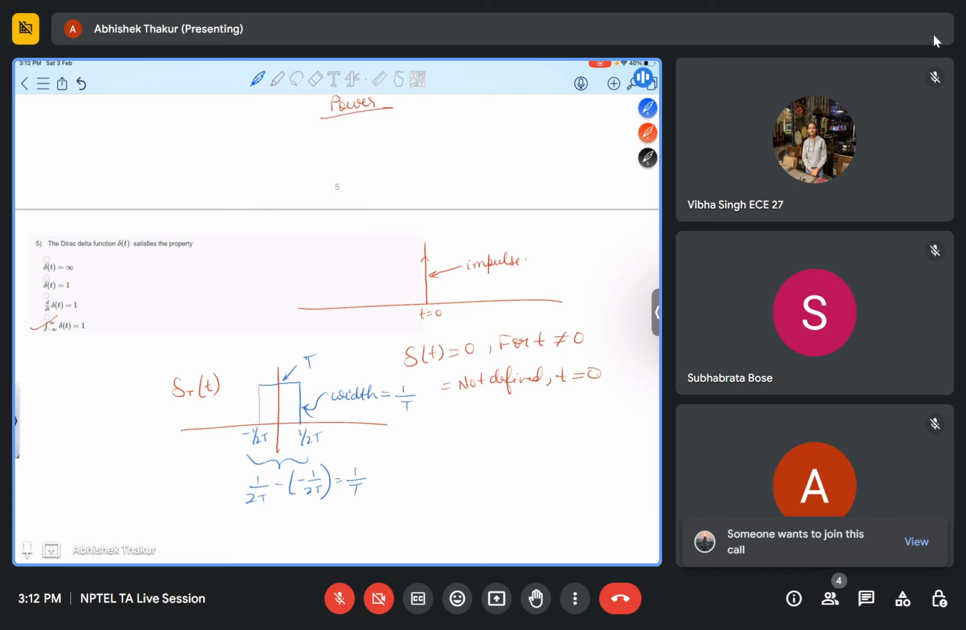So now you find the area of this. Area is equal to length into width into height, so 1 by t into t. So this value is equal to 1. Same here, if you integrate it, you will get it as 1.